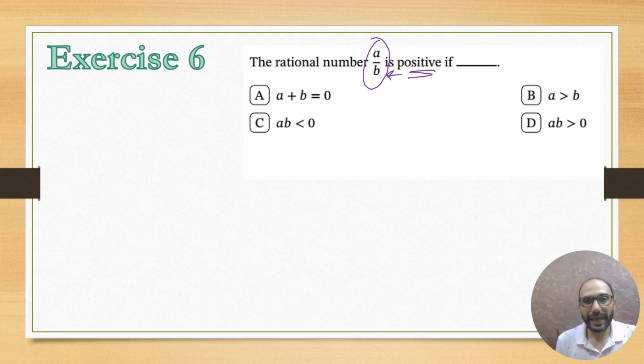Okay, so when can we say that the rational number a over b is positive? Okay, when we can get a positive number by dividing a negative number by a negative number, we will get a positive number.